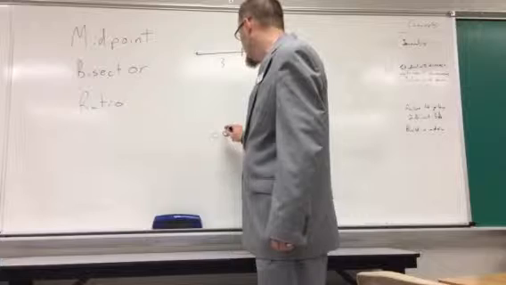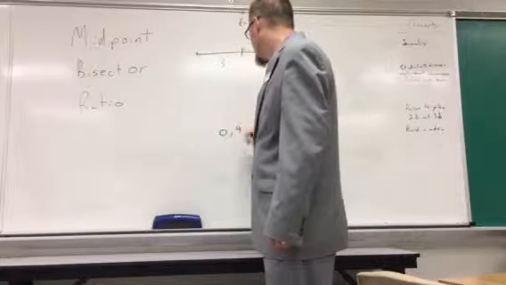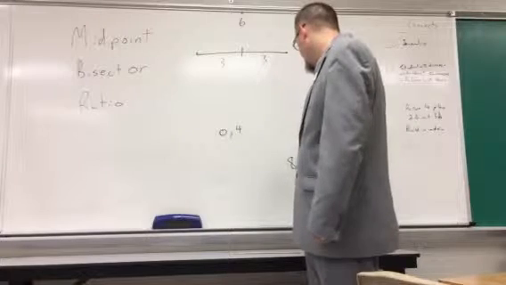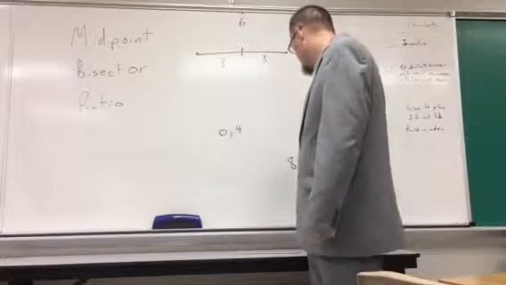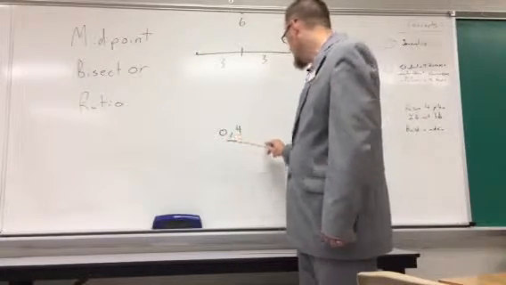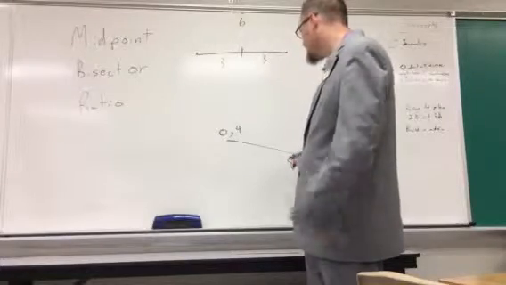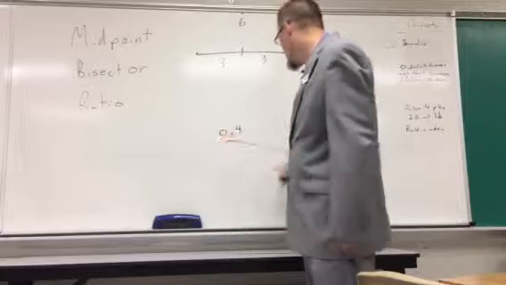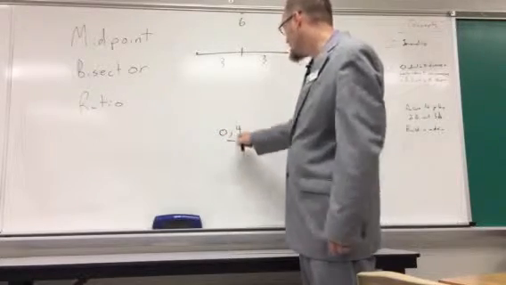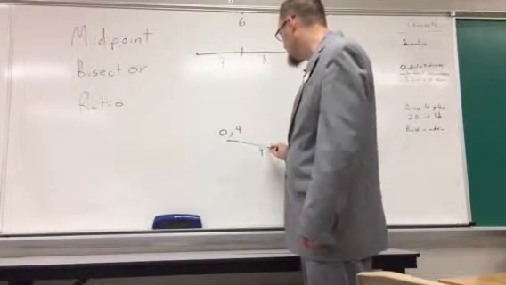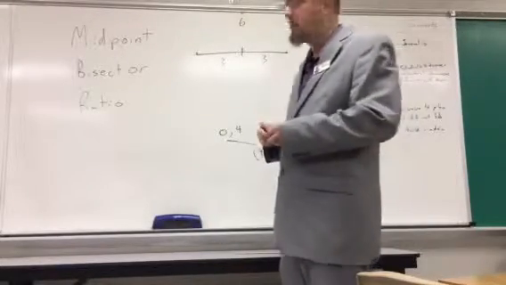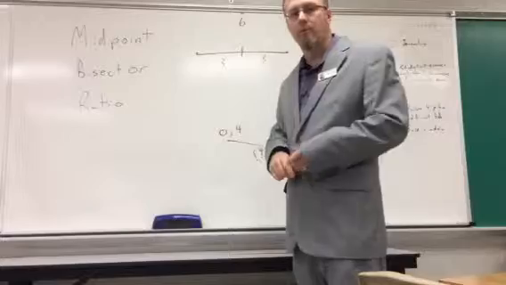So if this is 0, 4, and then we have a point over here that's 8, 10, or something like that, and we go from this point over here to this point, the midpoint is going to be exactly halfway. Halfway between 0 and 8 is 4. Halfway between 4 and 10 would be 7. So it's pretty quick to find that it's the average of those two numbers, so you'll be able to locate the midpoint fairly quickly.